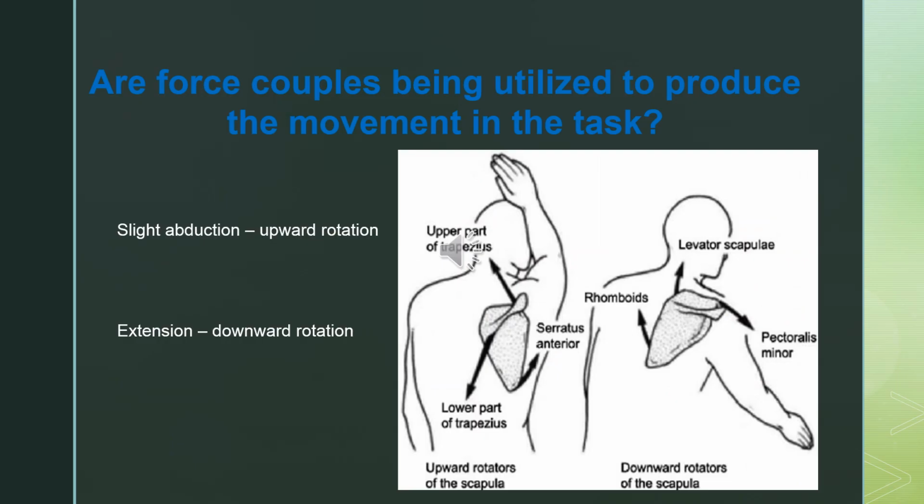So we have some slight force couple utilization going on with a slight abduction. We have upper rotation. And then once the shoulder is transitioning from that hyperextension back to extension, you have some downward rotation, but not much. But there is some force couples going on, but it's not being fully utilized as it would in a full abduction or a full flexion to an extended position.